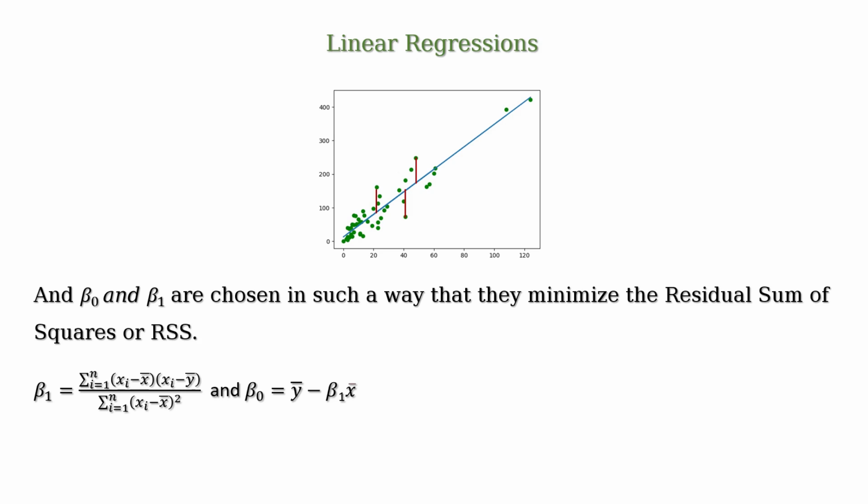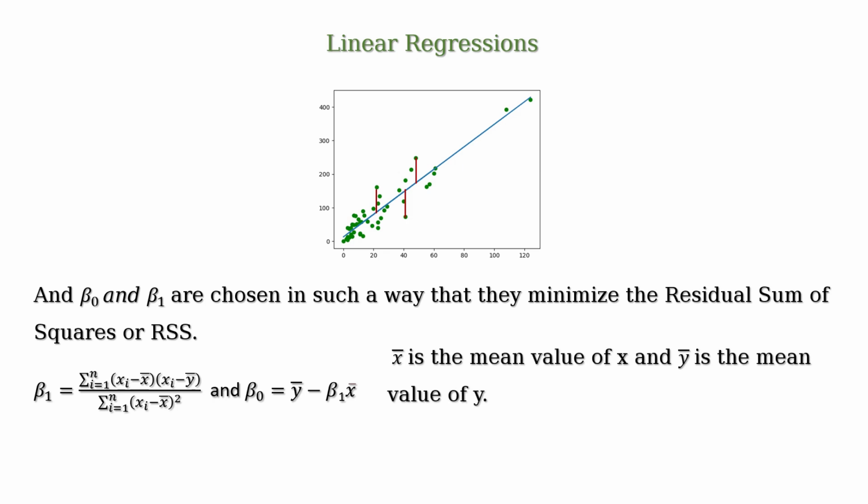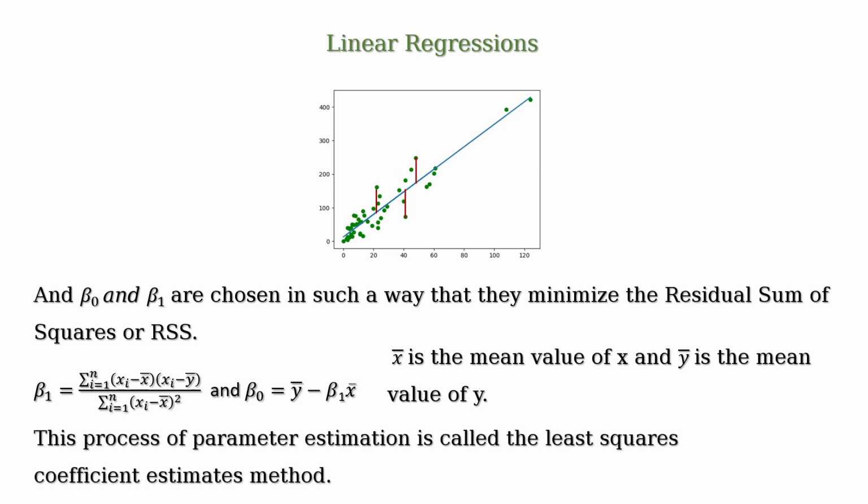After calculation, the values of beta 0 and beta 1 are as follows. Beta 1 is equal to summation from i equals 1 to n of (xi minus x bar) into (yi minus y bar), divided by summation from i equals 1 to n of (xi minus x bar) whole square, and beta 0 is equal to y bar minus beta 1 x bar. Please note that x bar is the mean value of x and y bar is the mean value of y. And this process of parameter estimation is called the least squares coefficient estimates method.